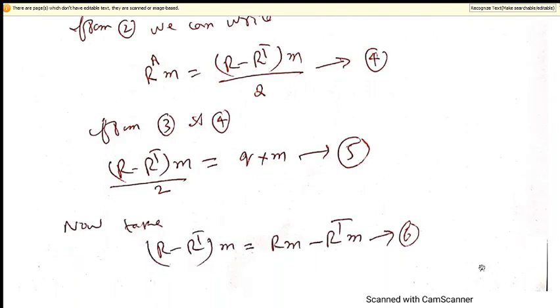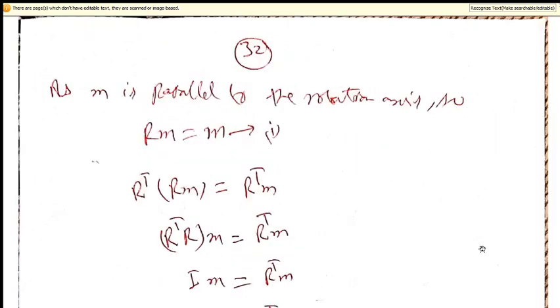Now what we have to show, basically, is Q cross M equals 0. Now equation 5 is telling that our Q cross M equals this R minus R transpose acting on vector M. So what we need to show is that this is equal to 0. How will we show that this is equal to 0? Let us take R minus R transpose M. We can write this as RM minus R transpose M. Equation number 6.